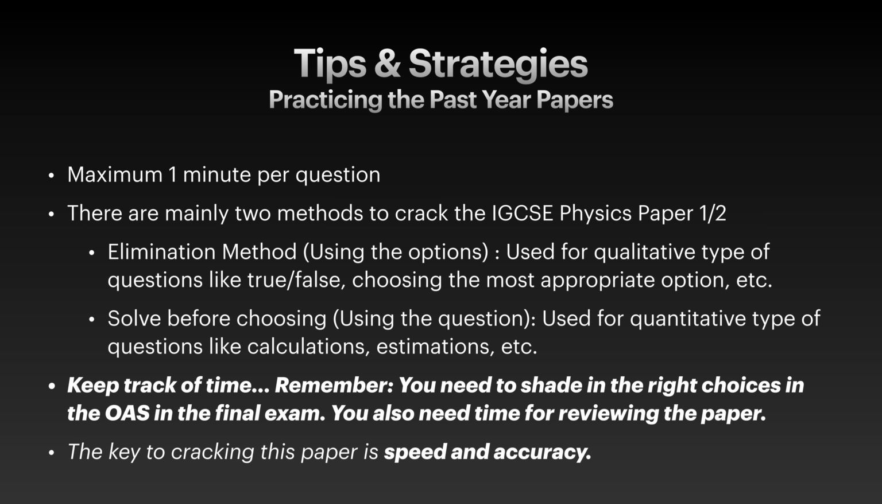Now let's talk about something that trips up even well-prepared students: time management. You have 45 minutes for 40 questions, which means you have an absolute maximum of just over 1 minute per question. In reality, you need to work faster than that because you need to leave time for two critical tasks at the end. First, you need time to shade in your answers on the optical answer sheet. In the actual exam, you can't just circle answers in your question booklet. You have to properly fill in those bubbles on the answer sheet.